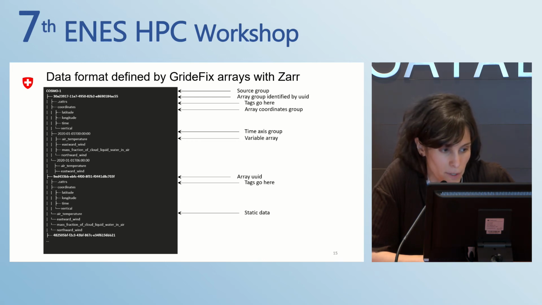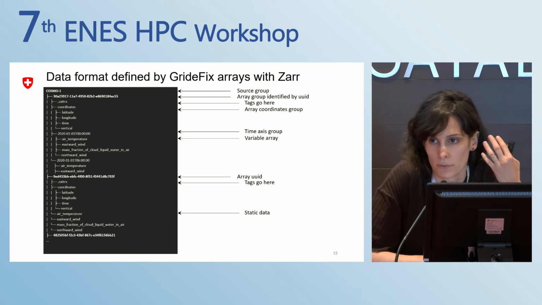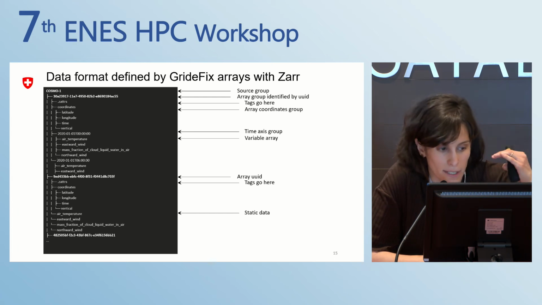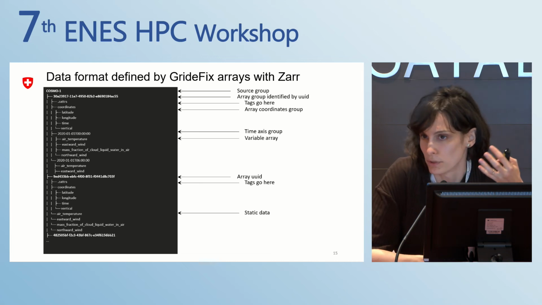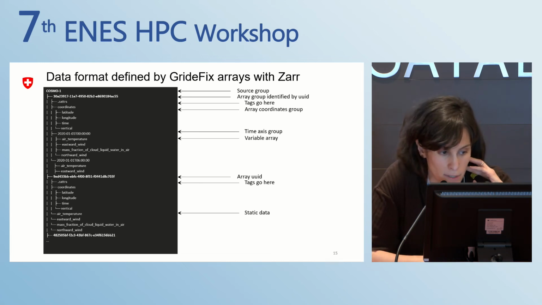And what we have now is then a group per timestamp. So in the case of model data, it would be the forecast reference time. In the case of observation data, this would be the observation time. And in every timestamp, you have the variables that were provided or that you were interested in. So it might be that you don't have all the variables for every timestamp.